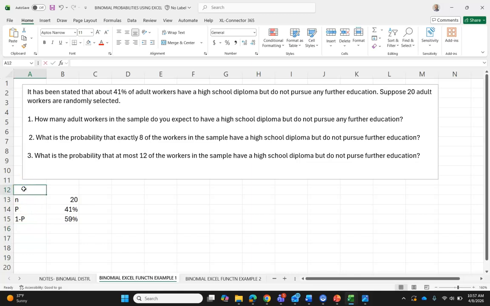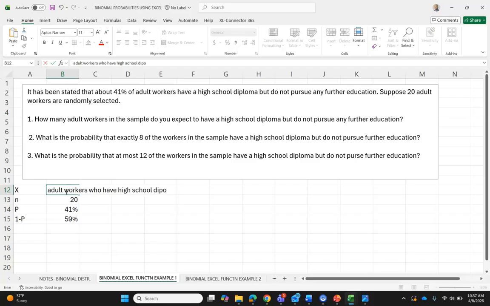So what is our X? X is what we are interested in, and this is the adult workers who have a high school diploma but no further education. That is our interest. The adults with a high school diploma but they don't have further education.